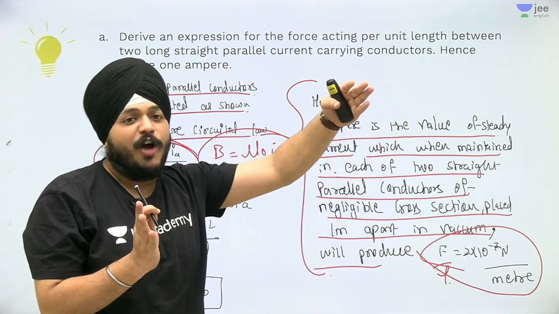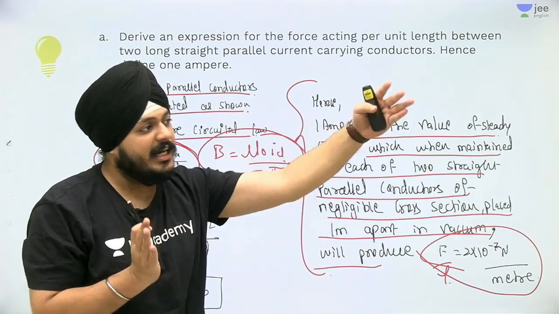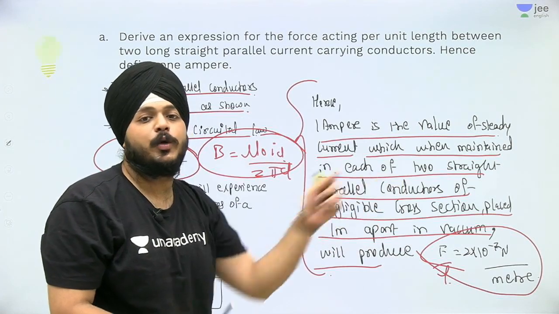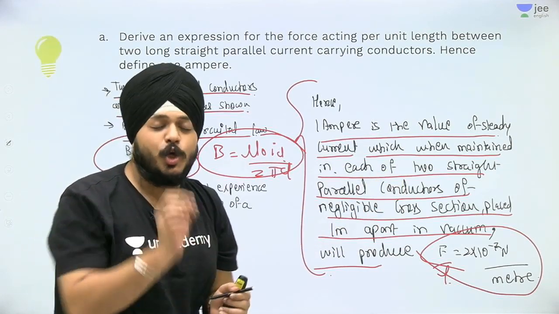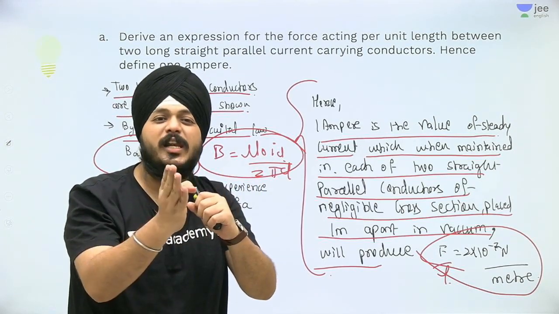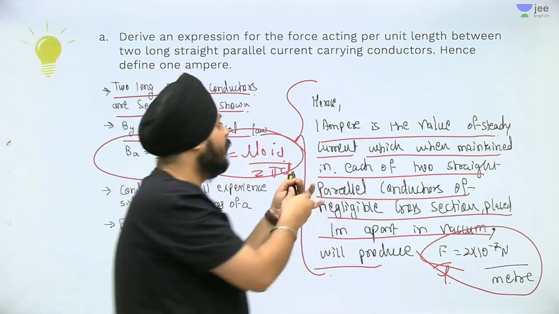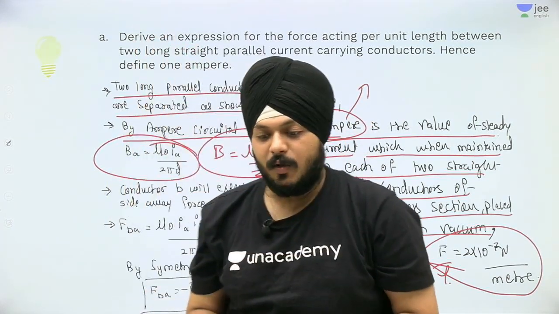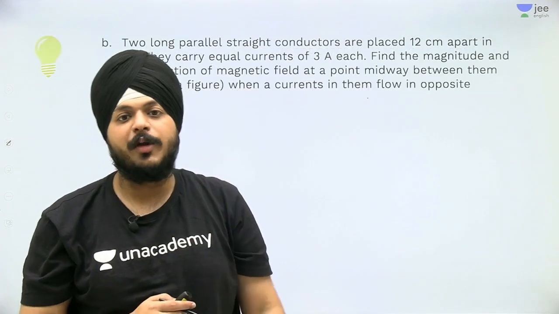The area of cross section is very negligible, and the force per unit length is 2 into 10 raised to minus 7 Newton per meter. If this kind of situation exists, then only we are able to define the value of the 1 ampere. Okay guys, moving forward.